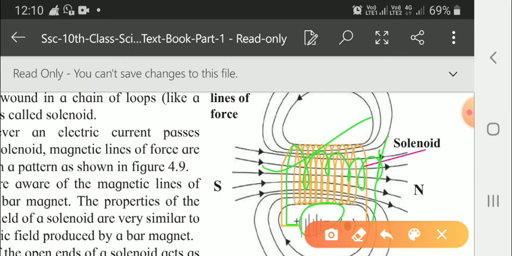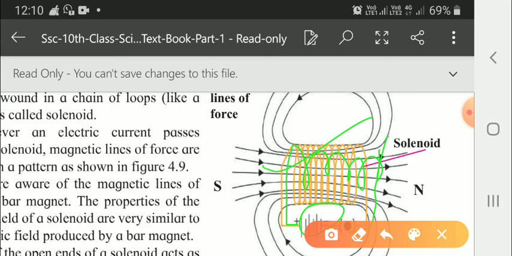So always remember that current is always flowing from plus to minus, and electrons are moving from minus to plus, but we consider that the current flows from plus to minus. So according to that, we'll see here. Now the magnetic field due to current in a solenoid.